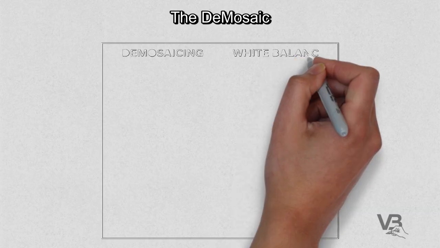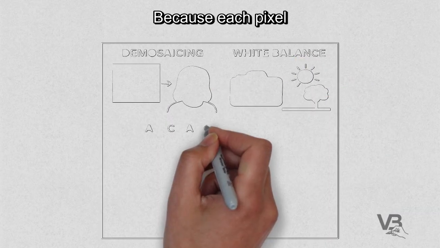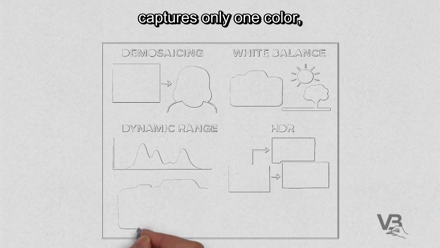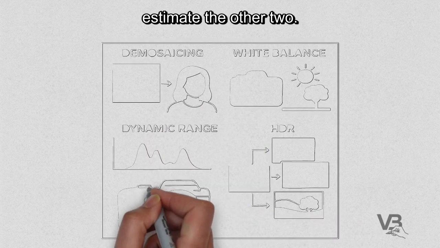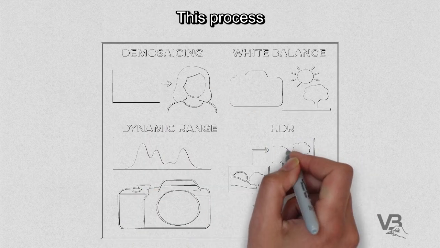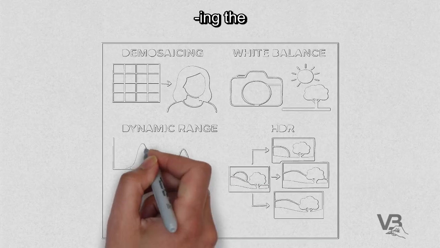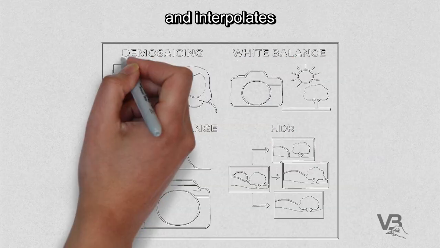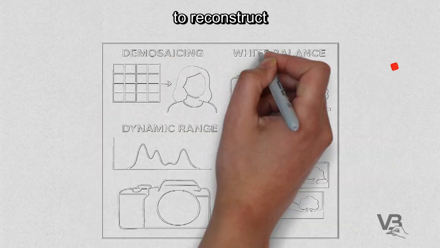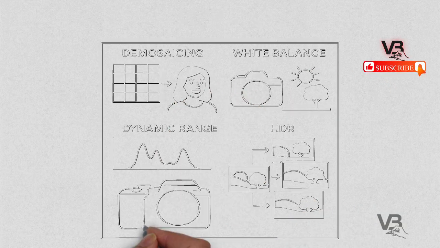4.2. The demosaicing process. Because each pixel captures only one color, the camera must estimate the other two. This process is called demosaicing. The software averages and interpolates the colors of neighboring pixels to reconstruct the full color image.